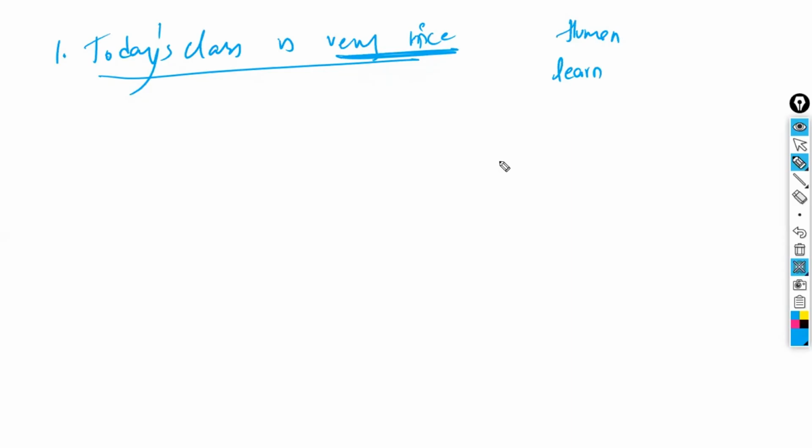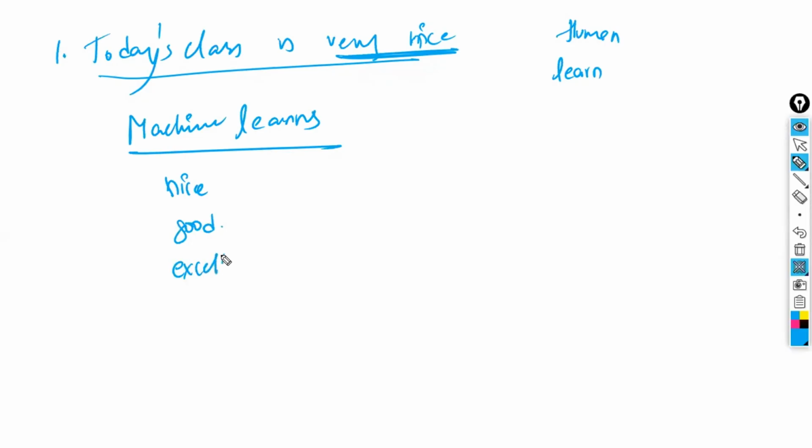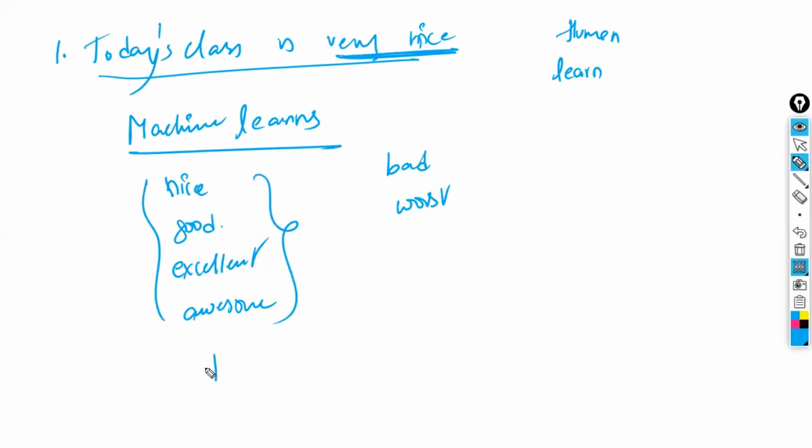That is what machine learning means. Machine learning means the machine learns from the data. Now, what are you going to teach the machine? Nice comes under positive. Good comes under positive. Excellent comes under positive. Awesome comes under positive. Bad comes under negative. Worst comes under negative. Like this, you are going to teach the machine. These are called positive words, and these are called negative words.